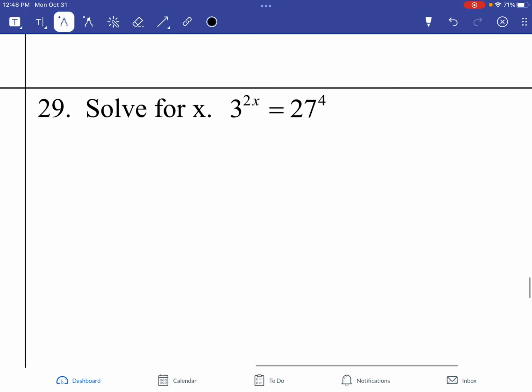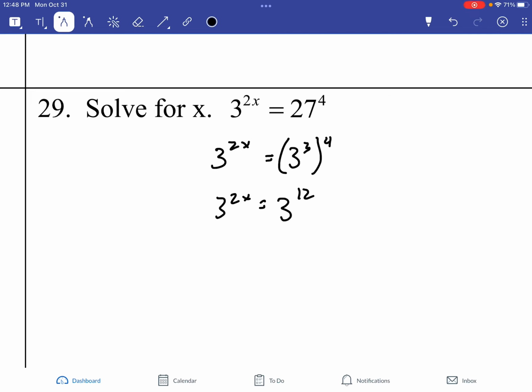Here again, we have to change the bases. 27 can become a 3 cubed, raised to the 4th power, and 3 to the 2x. Now we're going to multiply the exponents on the right. So we have 3 to the 2x equals 3 to the 12th. We're going to cancel out those bases. So we have 2x equals 12. Divide both sides by 2, and x equals 6.